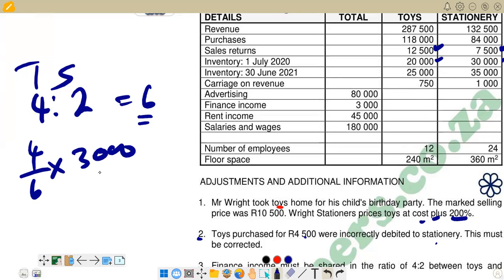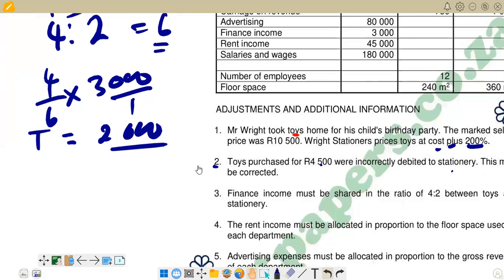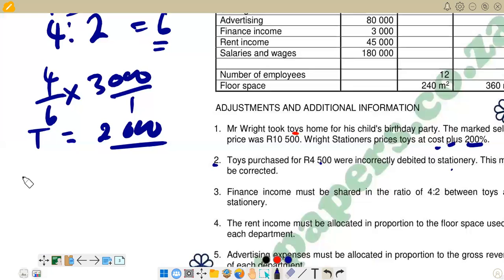It's 3,000 over 1. So we calculate it, and if you calculate correctly, you are going to get 2,000. This is for toys. This is representing our toys. And then if you go to our stationery, we are now saying we've got a 2 as representation of stationery. So we are saying 2/6.